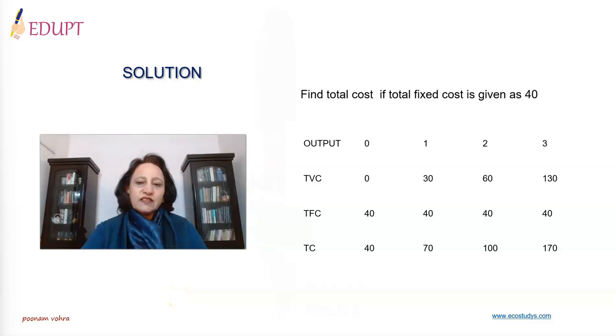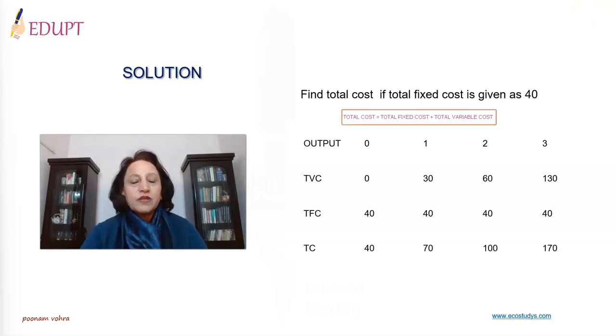Please check your answer. As I've been telling each time, the first step is to write the formula. In this case, total variable cost is given, total fixed cost is given. You need to find total cost. So the formula for finding total cost is, total cost is equal to total fixed cost plus total variable cost. Units produced 0, 1, 2, 3. Total fixed cost is given as 40, which remains the same.